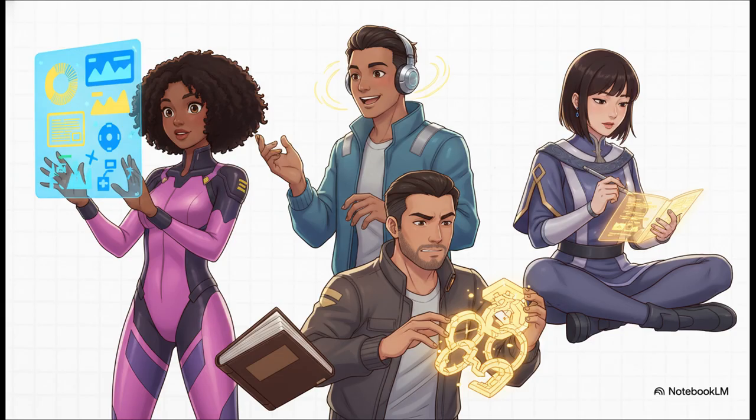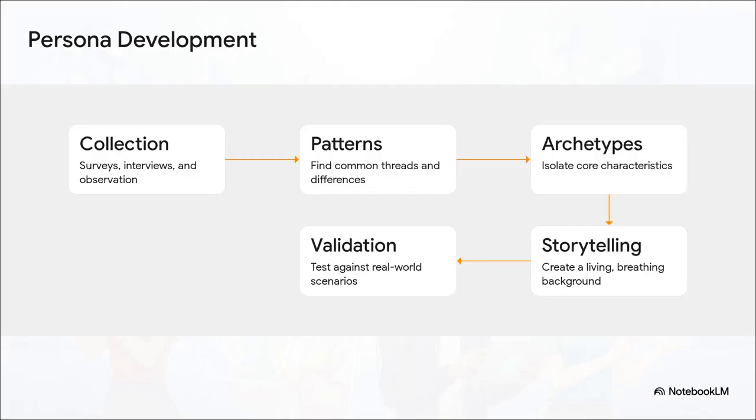If our K-pop fan is a hardcore kinesthetic learner, tossing them a dense 20-page textbook isn't just boring, it's practically a sedative. Once we have all those rich, detailed variables, we synthesize them using a really structured 5-step persona development methodology. We aren't just guessing here. We start with data collection, from real surveys and interviews. Then we move to pattern discovery, finding those common threads. Next is archetype definition, where we isolate the core characteristics.